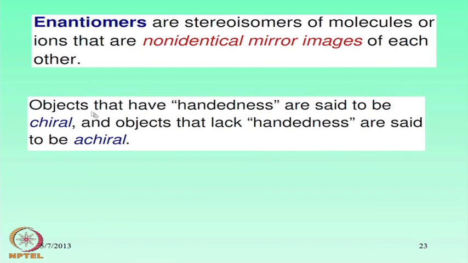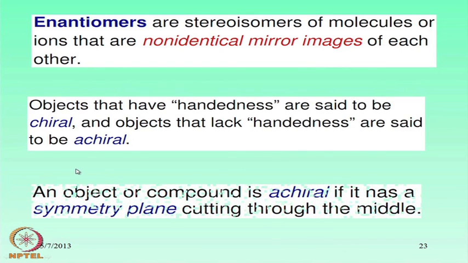Next, we see that objects that have handedness are said to be chiral, and objects that lack handedness are said to be achiral. So, it is related to the handedness behavior, that means how the right-handed or the left-handed behavior can make us consider the molecule as a chiral molecule, and if that is not there, like in our trans isomer, we consider it achiral. So, achiral molecules are also known to us.